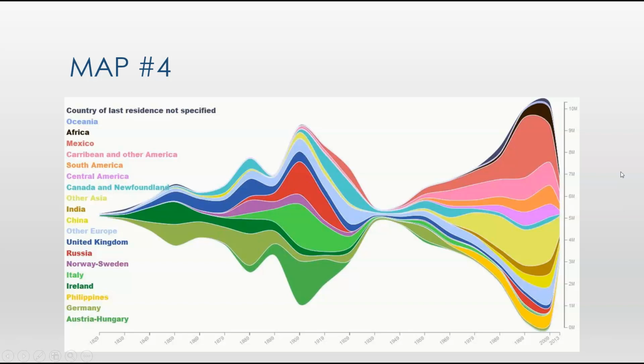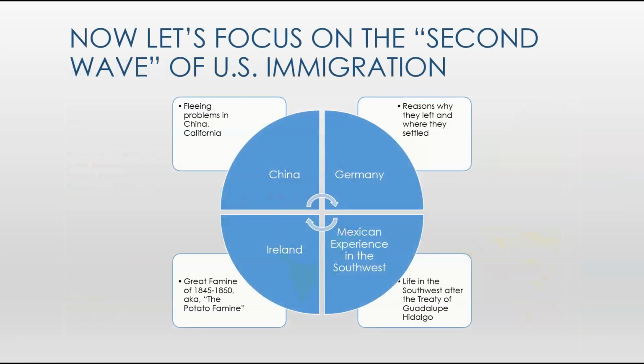This one's pretty. Wow, that's a cool looking map. But you had to interpret it. So once we interpreted the maps, in your groups, I gave you one of these experiences mentioned in the books: the Chinese experience, the German experience, the Irish experience, and the Mexican experience in the Southwest.